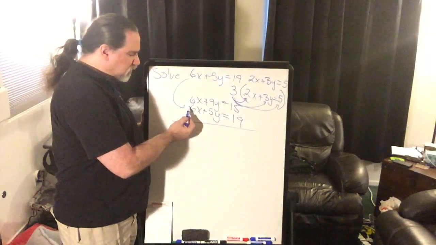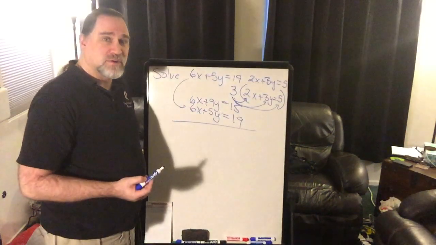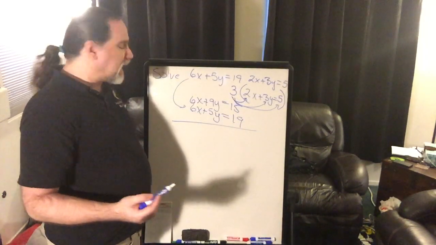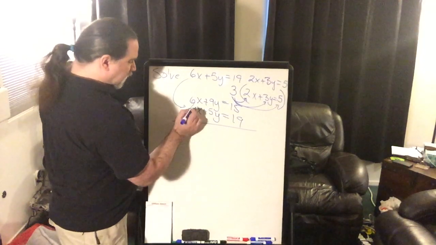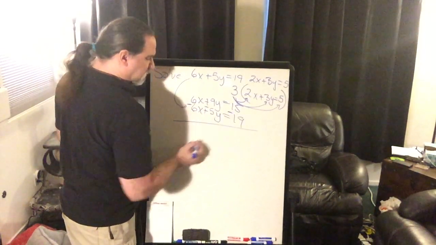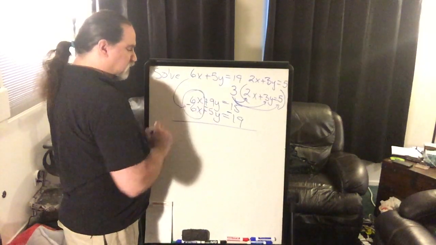I have two coefficients with the same variable that are the same. Now I'm ready to eliminate. I'm ready to subtract because they are the same. So again, I'm going to remind myself I'm going to subtract here, here, and here. 6x minus 6x is going to leave me with 0, so that's going to be gone.